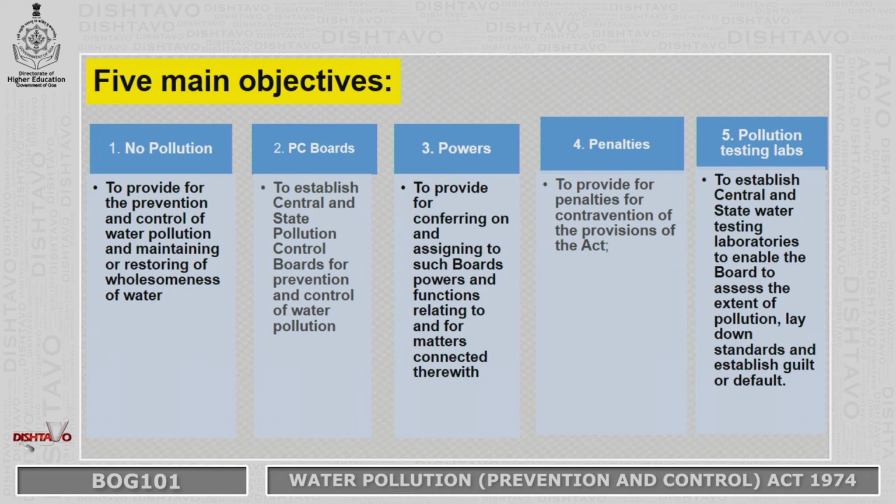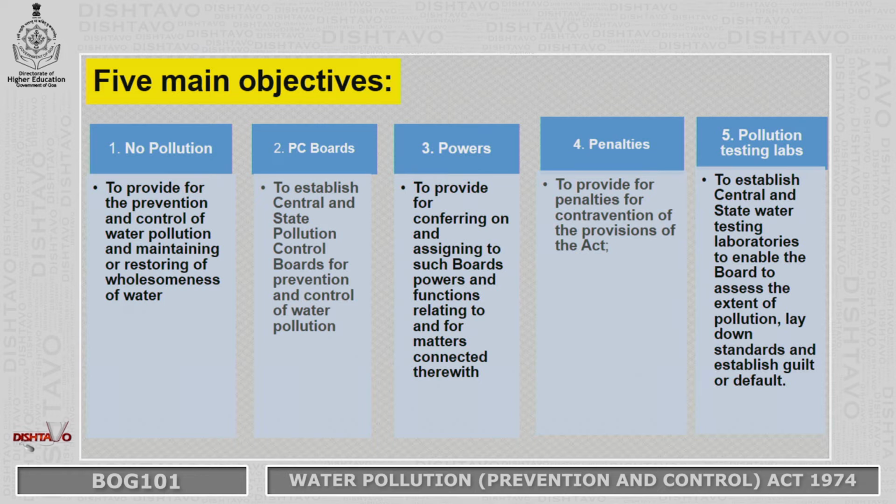Now the five main objectives of this Water Act of 1974, first is no pollution. So the Water Act provides for the prevention and control of water pollution, and thus maintaining or restoring the wholesomeness of water. Wholesomeness of water would mean that the water can be used, all the natural properties of water are preserved and they are used. So no pollution becomes the first objective.